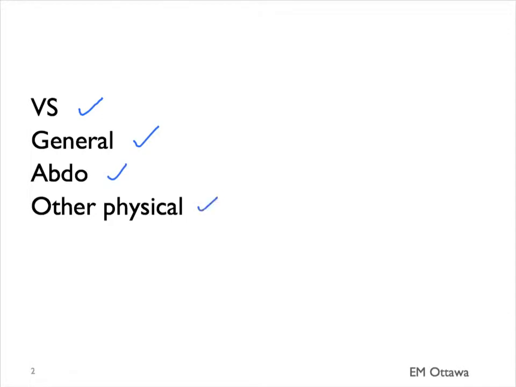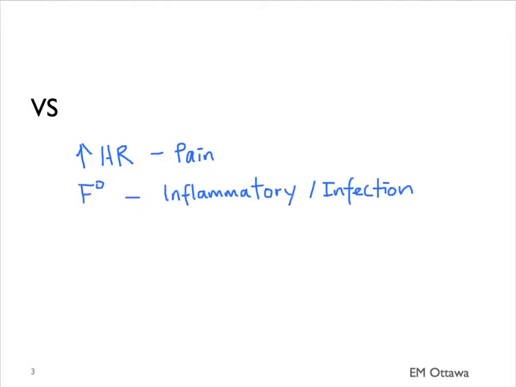that might help us. When we first look at the vital signs, the patients who have abdominal pain might have tachycardia based on pain alone. If they have a fever, it suggests an inflammatory or infectious cause. A low oxygen saturation suggests a respiratory problem.